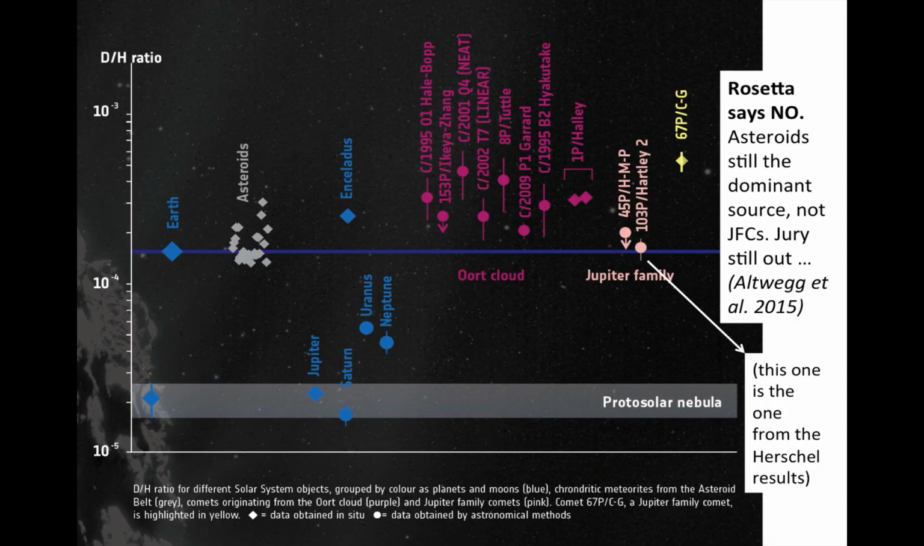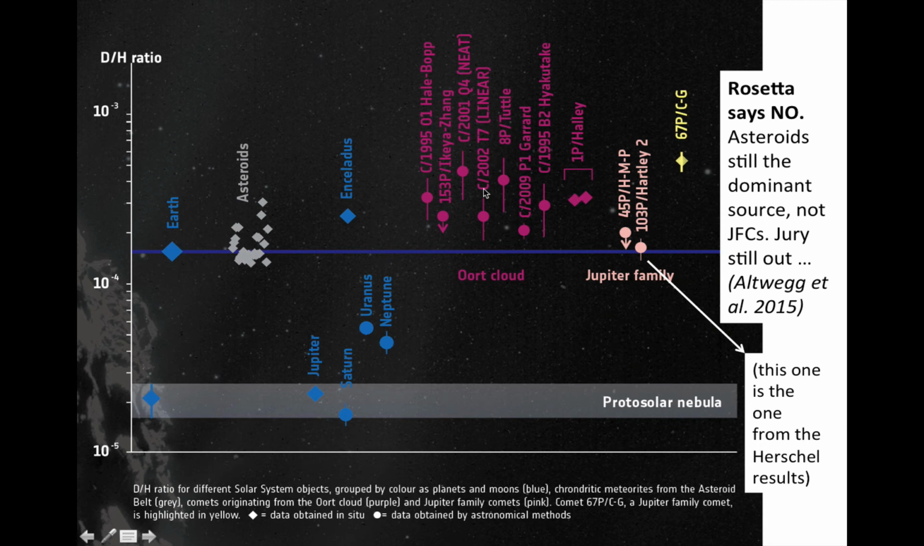The problem is that the jury is very much still out. Here is the deuterium to hydrogen ratio. There's the Earth's deuterium to hydrogen ratio, and this is our best understanding of what the protosolar nebula deuterium to hydrogen ratio must have been. So clearly the Earth is getting its water from a different source than the rest of the nebula. Jupiter and Saturn are much like the protosolar nebula. Uranus and Neptune are a little bit different than the ratio found for Jupiter and Saturn, but they're not Earth-like either. Asteroids, however, are very Earth-like, and so that had been the evidence that Earth was getting much of its water from asteroids. Enceladus is a moon.